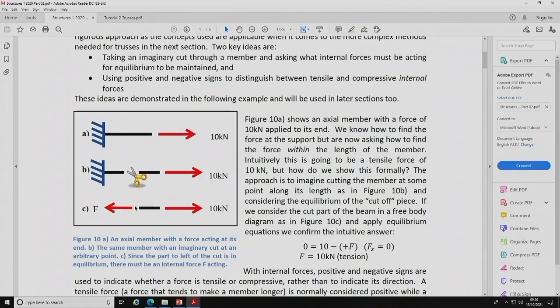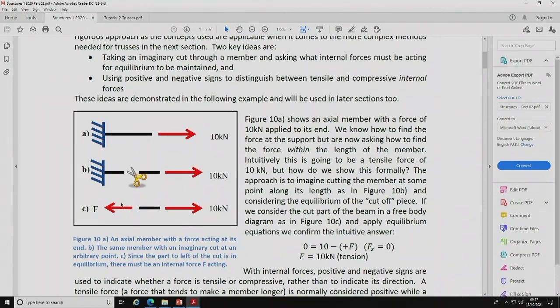The difference between this 10 kilonewton and F: F is inside the structure. It's the internal force, internal within the structure. Whereas the 10 kilonewton you applied as a load from here. Maybe you hang 10 kilonewton worth of weight, for example, onto the other side. So these are external loads, and this F is internal. So the structure within it would carry that amount of load. So if this is in this direction, that has to be under tension.